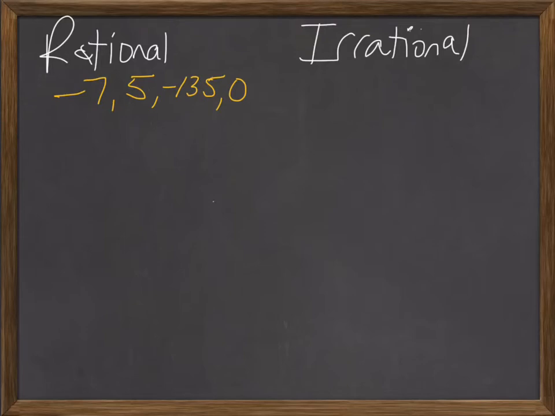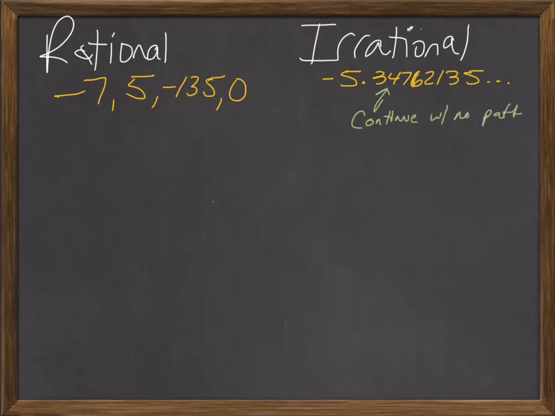So an example of an irrational number would be having something like negative 5.34762, and you'll notice that if I kept going, I wouldn't have any pattern, right? So typically irrational numbers are decimals that continue with no pattern or ending. Okay. So the counterexample to this, a rational decimal, and these are integers, by the way. Let's write that. So integers. Okay.